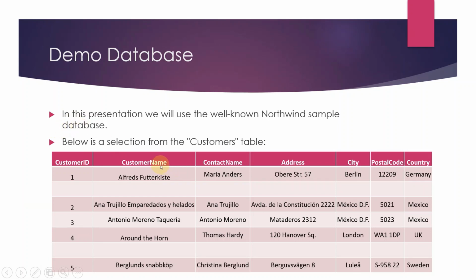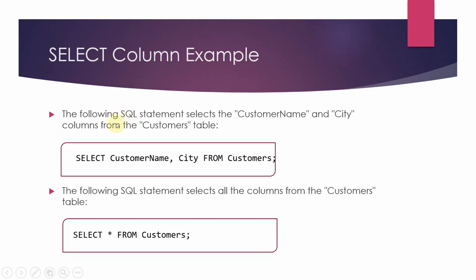We will be using the database that I asked you to create in the previous activity for the course of this demonstration and for the course of the entire information management course. All right, so let's have an example. Select column example. When you use this command select, the following SQL statement selects the customer name and city columns from the customers table.